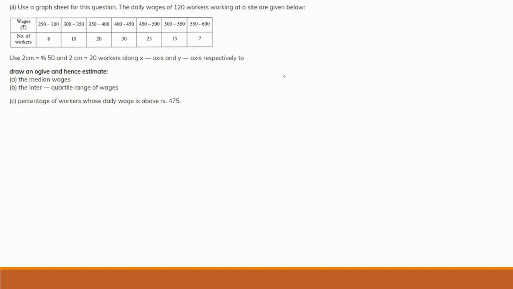Here, use a graph sheet. We don't have a graph sheet, but I will still do it here. The daily wages of 120 workers are given here, and the number of workers is given here. 2 centimeter should be equal to rupees 50, basically. 2 centimeter is rupees 50 and 2 centimeter is 20 workers along the x axis and y axis respectively. So basically we have to draw an ogive curve first. Let's do that first.